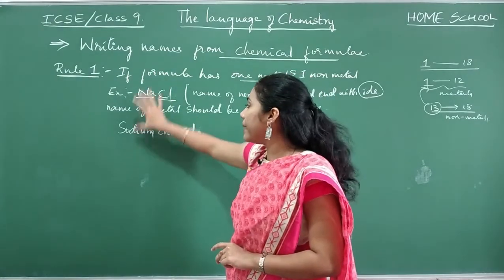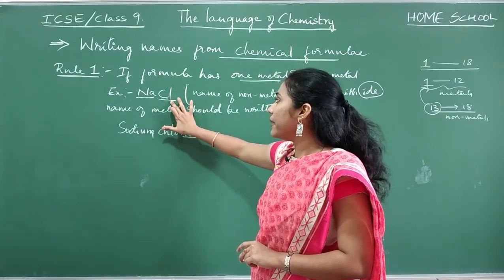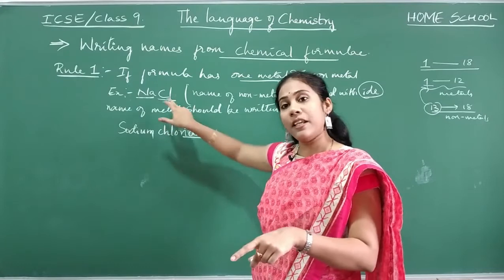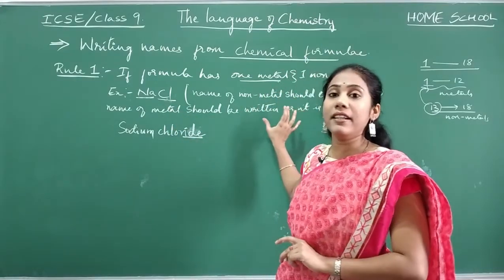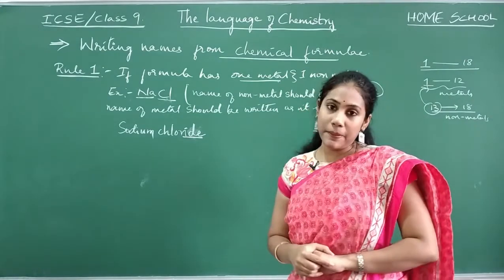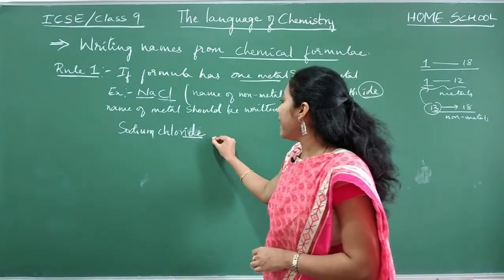So if it is a metal, its name is written as it is. But if it is a non-metal, its name we don't write as it is. Its name should end with the letters IDE. So this much you have to remember. And one more example if you want.